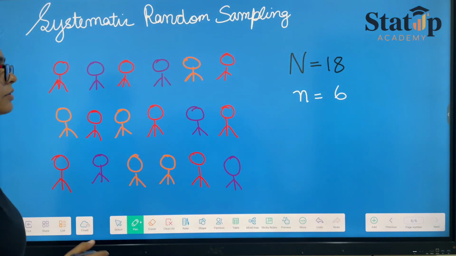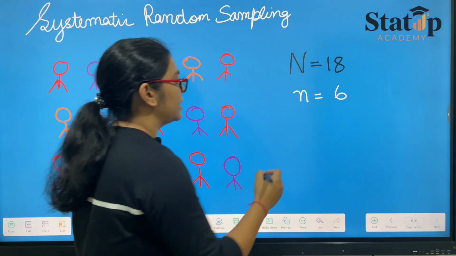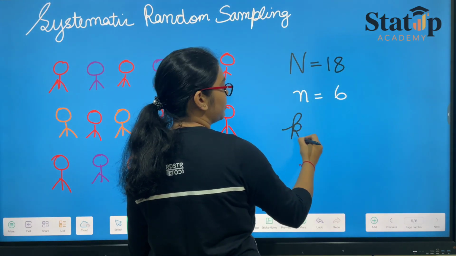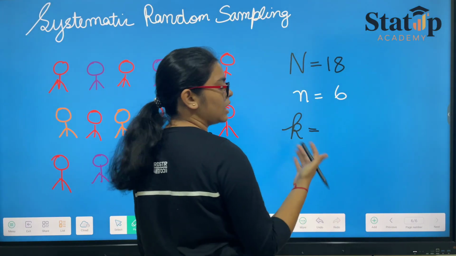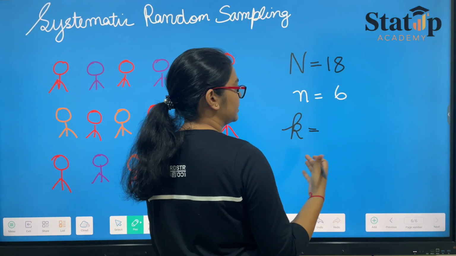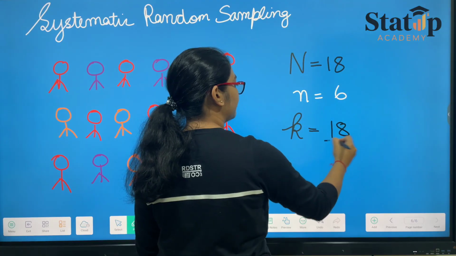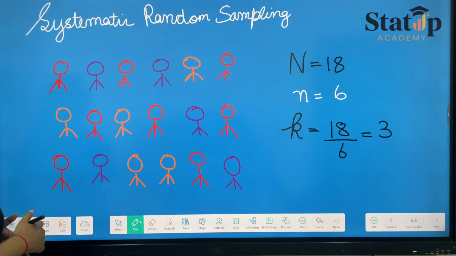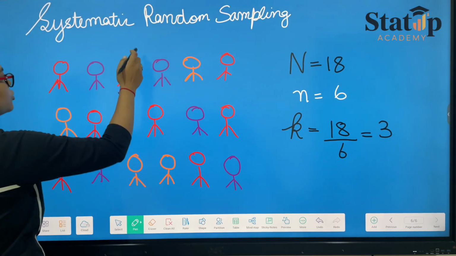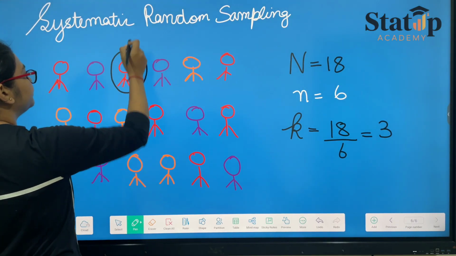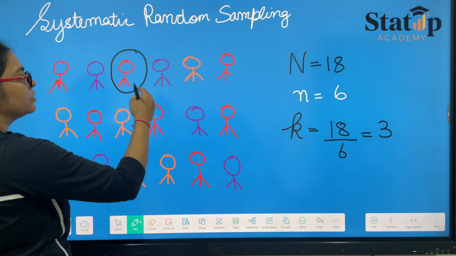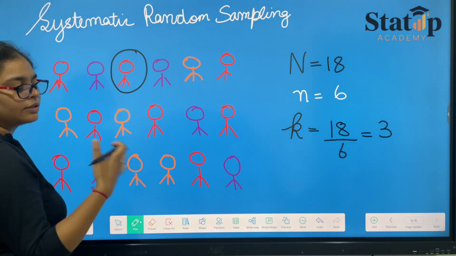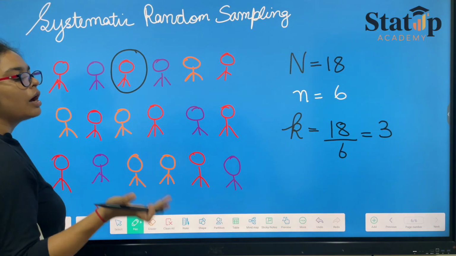If we have to draw a sample of size 6, we will take k, the sampling interval. We will talk about this later. Just understand the concept of simple systematic sampling. So k is nothing but 18 divided by 6, which is 3. So the sampling interval is 3. Now we can choose any first sample unit. I am choosing number 3. So this is my first sample, and after this, every third interval I will choose a new sampling unit.